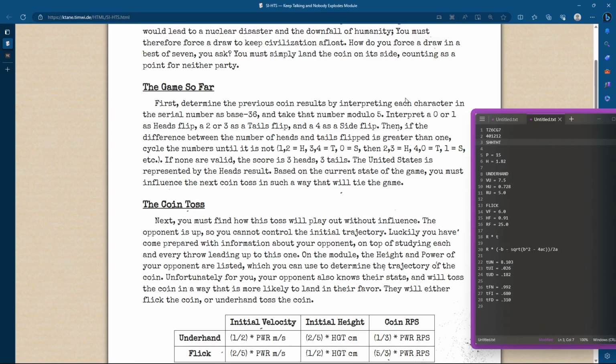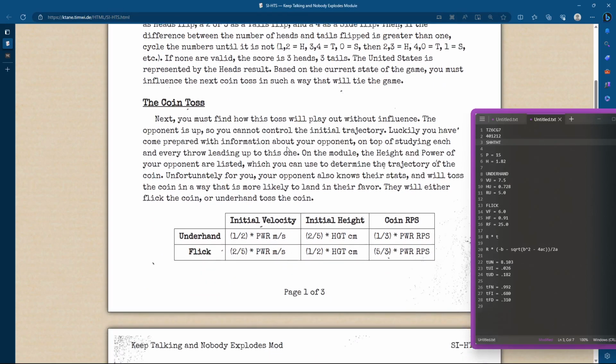And you keep going through those until you get either a difference of 1, a 1 greater head than tail, 1 greater tail than head, or a difference of 0 in which you need to make the coin land on its side. And of course, if none of them are valid, you just give up and you say there's been 3 heads and 3 tails.